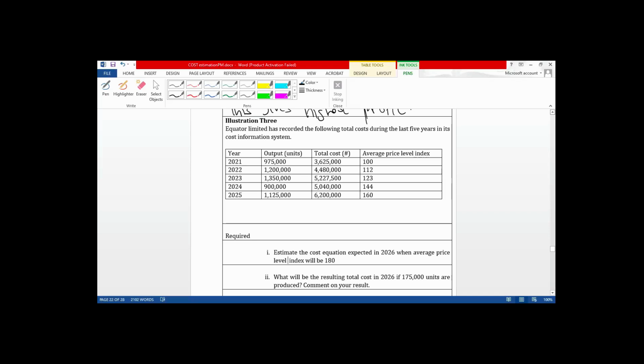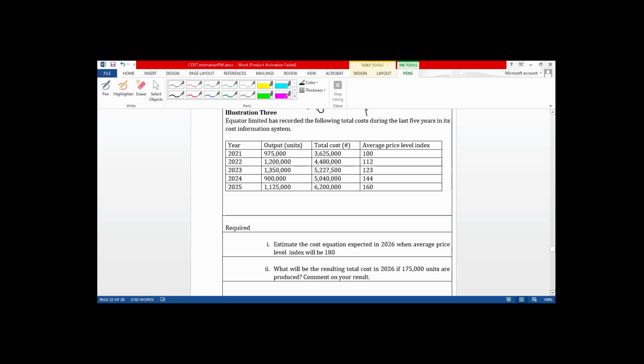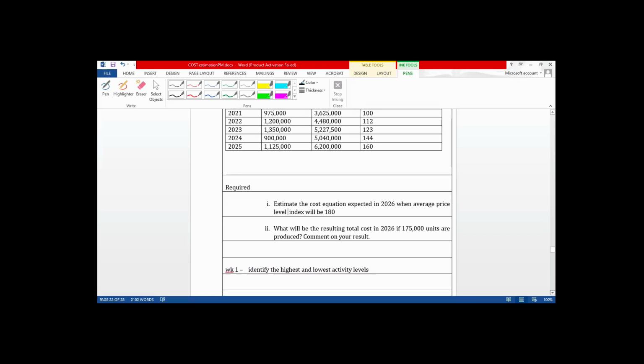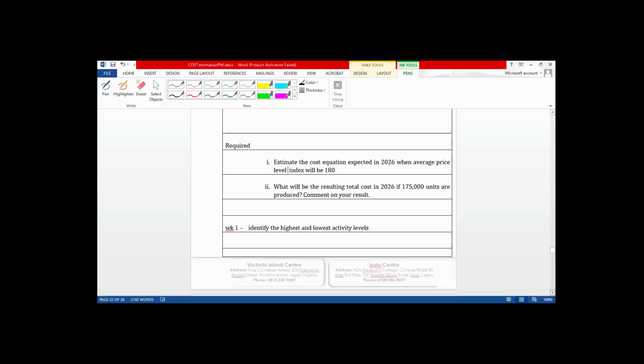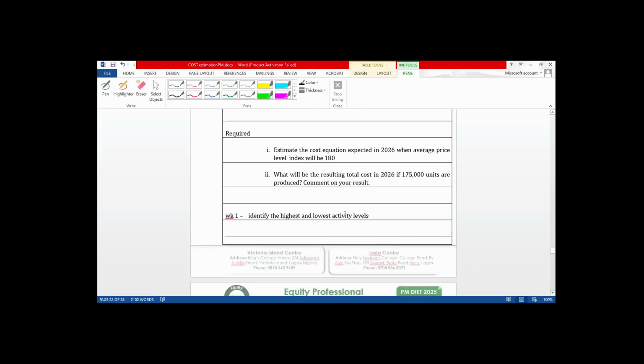For me to use the high and low method, I must have activity at the highest level and at the lowest level. Please check. In 2023, we have the highest production level. The lowest level is 2024. So I can adopt the high and low method here.